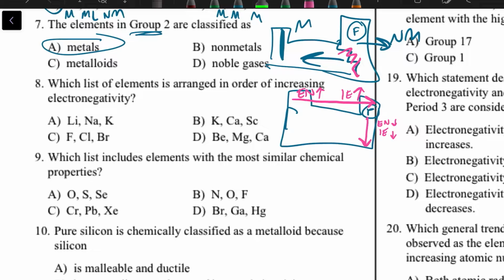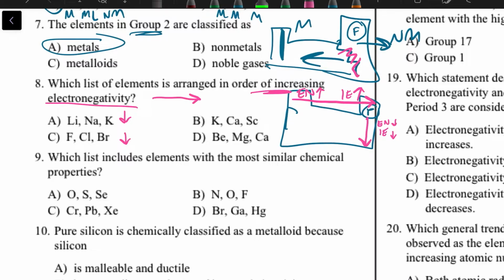So if we're looking at all of these groupings of elements, we want an increasing electronegativity. So we want something that is moving across a period. If we look at Li, Na, and K, these are moving down a group, therefore electronegativity decreases. F, Cl, and Br, we're also going down a group, group 17. The elements are decreasing in electronegativity.